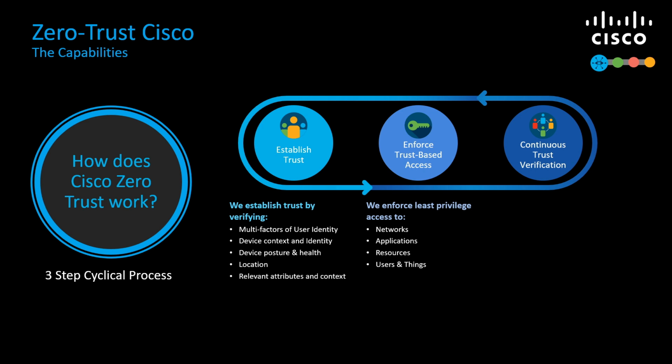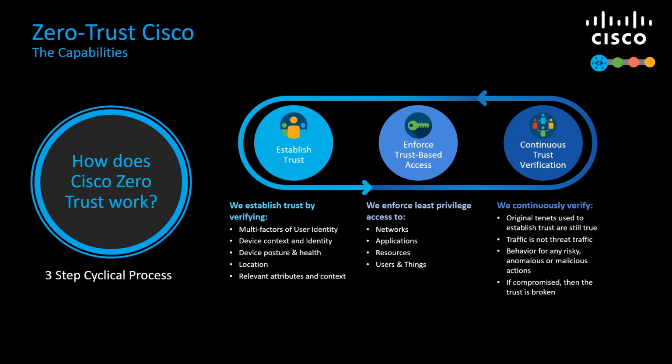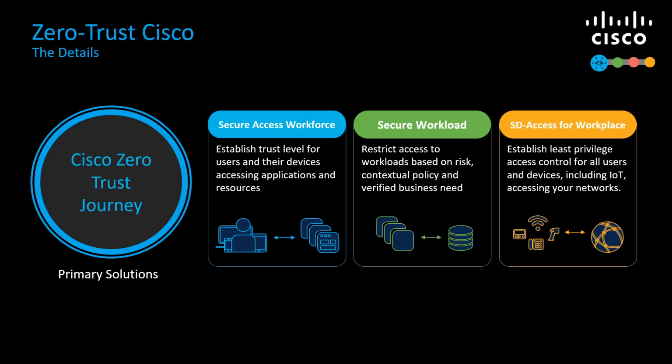Think of that first thing, right? In NIST, where it says all data and compute is now considered resources. So we want to make sure that we're using least privilege here. And then continuous trust verification. So making sure that the trust level that was established is maintained. Traffic is not threat traffic, behavior for any risk and anomalous or malicious actions. If compromised, then the trust is broken. So this is where those compensating capabilities come in, right? That help drive that zero trust outcome.